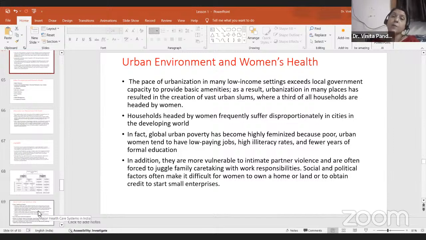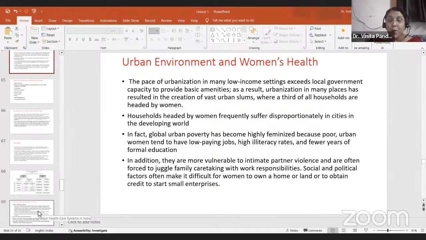These challenges will also impact the women. Now, imagine a woman who is living in a slum. Imagine her health conditions. Imagine her socio-economic conditions. So, households headed by women frequently suffer disproportionately in cities in the developing world. In fact, global urban poverty. Now, you might have heard about poverty, but again, we segregate between rural poverty and urban poverty. So, in fact, global urban poverty has become highly feminized.